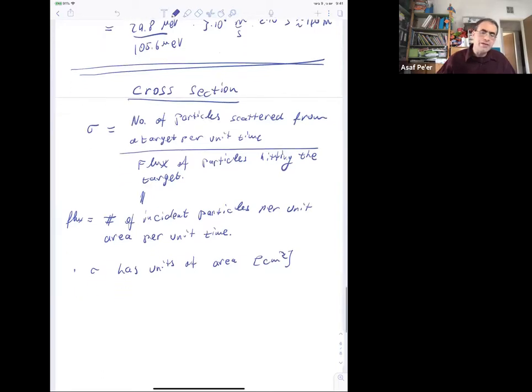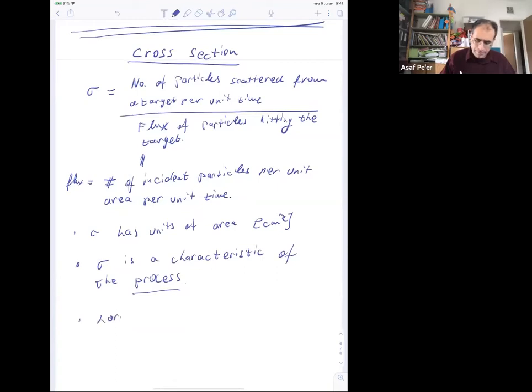Now, sigma is a characteristic of the process. So you can have the same particle, but undergoing different processes, it will have different cross sections. So it's not the target, it's the process. Sigma is a characteristic of the process. This is Lorentz invariant. Question?